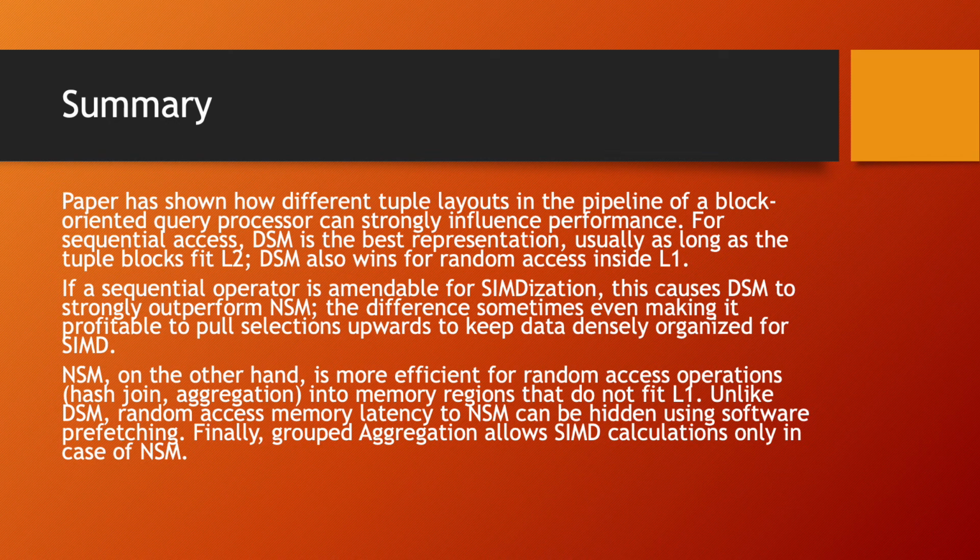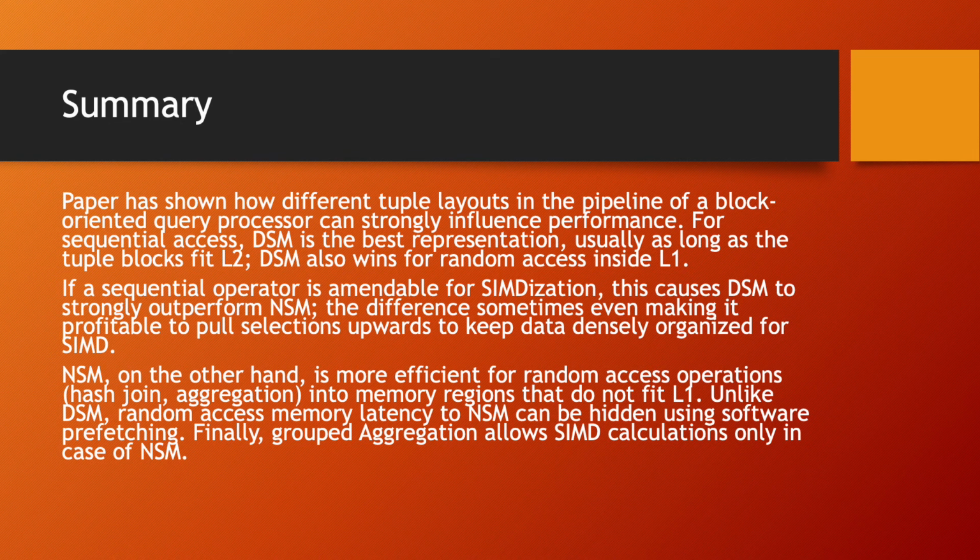For sequential access, DSM is the best representation, usually as long as the tuple block fits into L2 cache. DSM also wins for random access inside L1. If a sequential operator is amenable to SIMDization, this causes DSM to strongly outperform NSM, the difference sometimes even making it profitable to pull selection support to keep the data densely organized for SIMD.